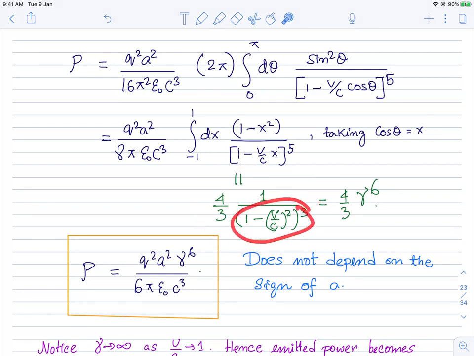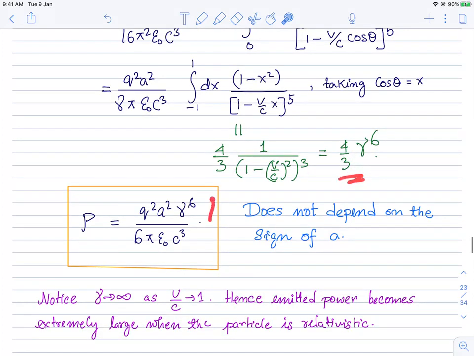This factor now again is gamma to the 6. So this is 4 gamma to the 6 by 3 that you can substitute here, and therefore in the total power you get a gamma factor. This is what I was trying to say: if it is moving with ultra relativistic speeds near the speed of light, then this is going to be very, very large. Whether it will emit power or not depends on the acceleration. If it is not accelerating, it is not going to emit any power because the acceleration appears here.